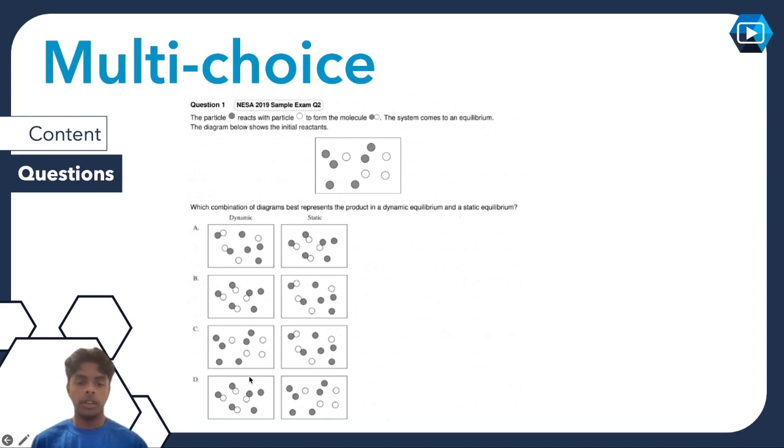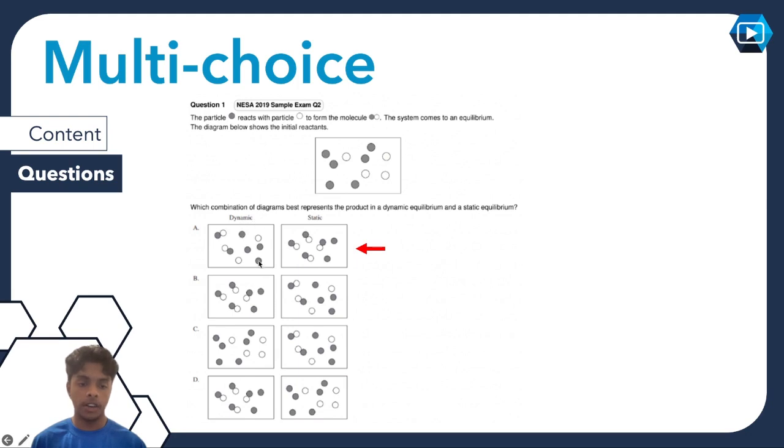All right, so what do you think the answer to this question will be? The answer will be A. In dynamic equilibrium, there will be some molecules that will have formed, so there will be evidence of products, but there will also be evidence of reactants because there are forward and reverse reactions occurring at the same time. So there should be evidence of reactants and products.